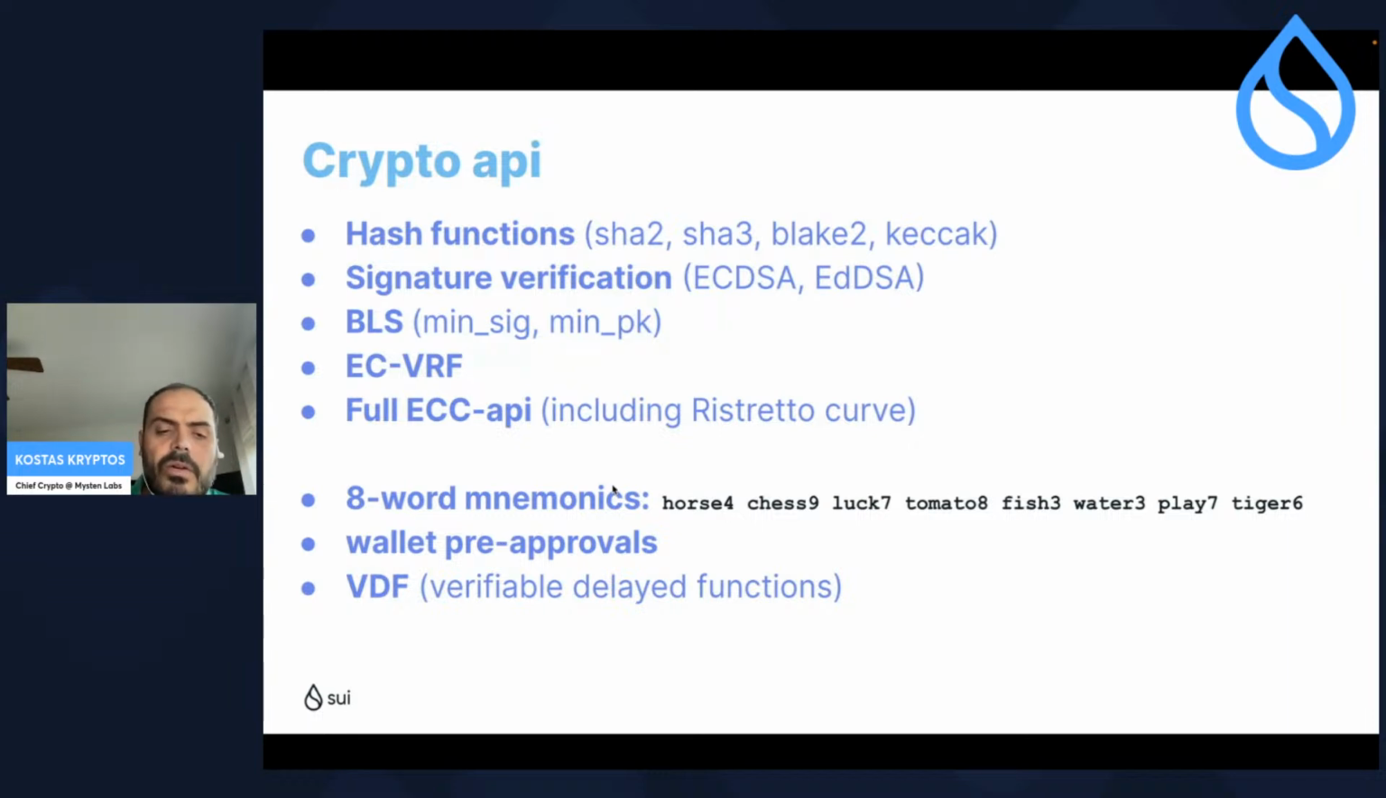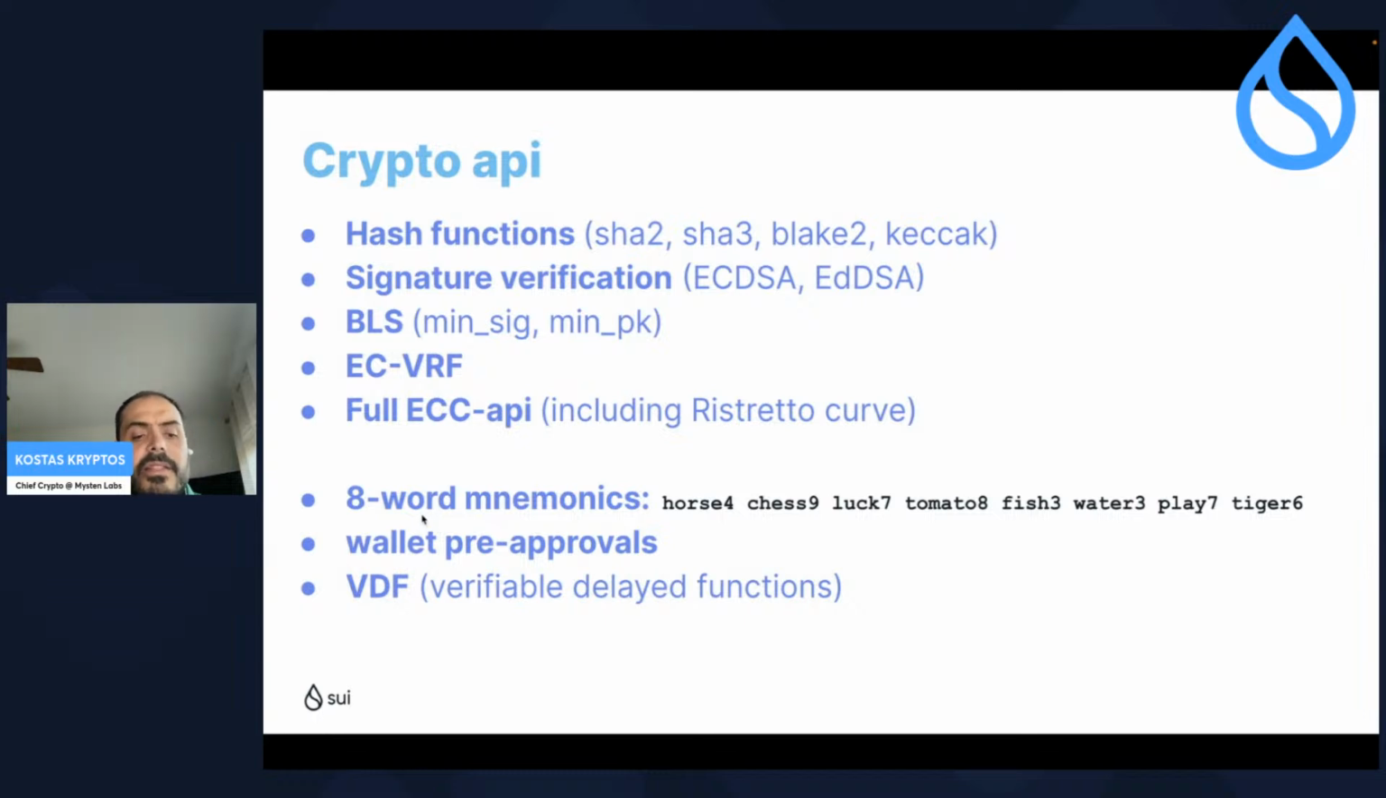This is just like recommendations. Imagine you remember the 12 words that you have for your wallets. Typically, you can even convert them into 8, and we managed to do a one-to-one conversion if you're adding some number at the end of the words and you have more words. So instead of 12 words, you can have horse 4, chess 9, luck 7, tomato 8, fish 3, water 3, play 7, tiger 6.